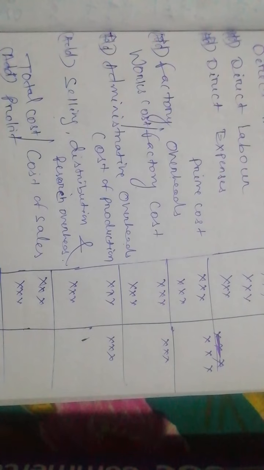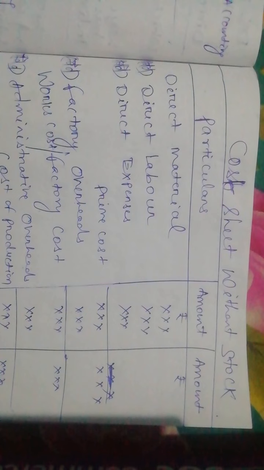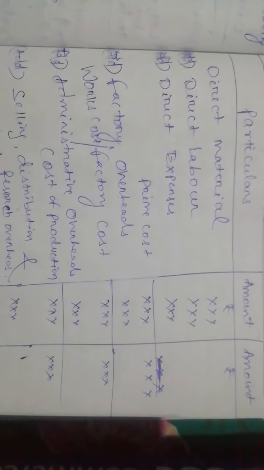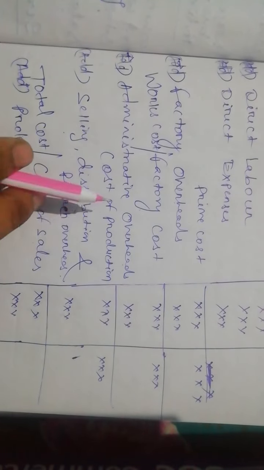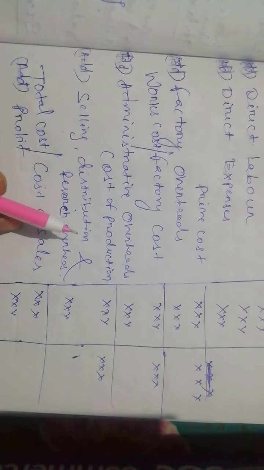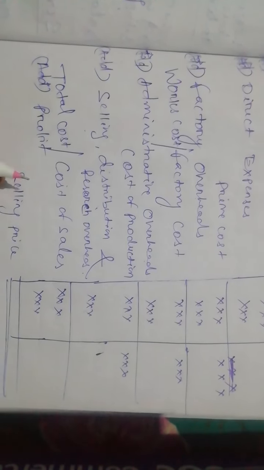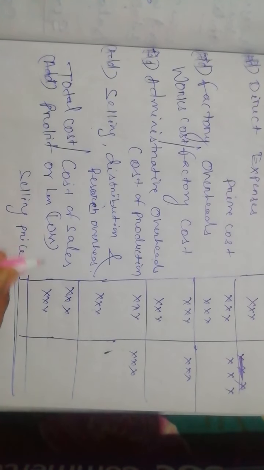So in this class I have covered cost sheet without stock. Let me start again. Direct material, add direct labor, add direct expenses equal to prime cost, add factory overheads equal to factory cost or works cost, add administrative overheads equal to cost of production, add selling, distribution, research overheads equal to total cost or cost of sales, add profit equal to selling price, or less loss equal to selling price.